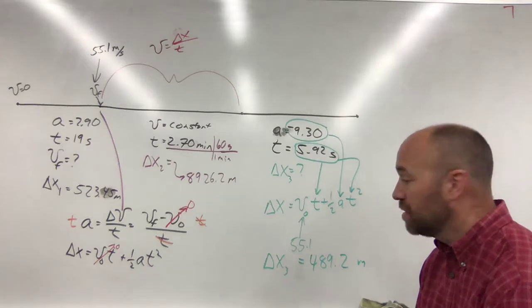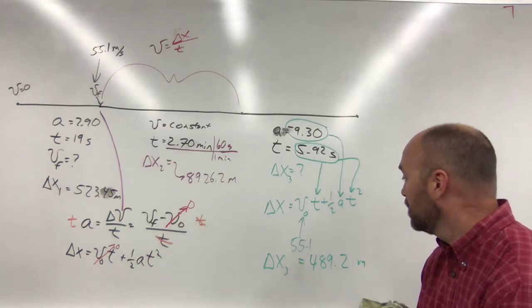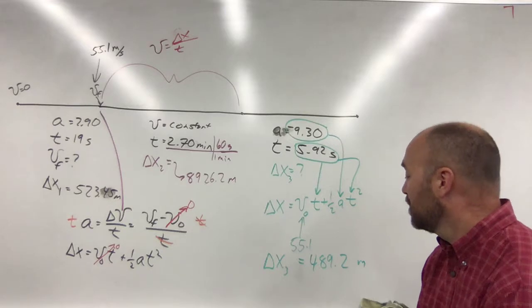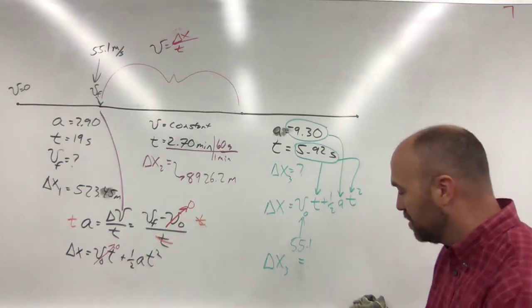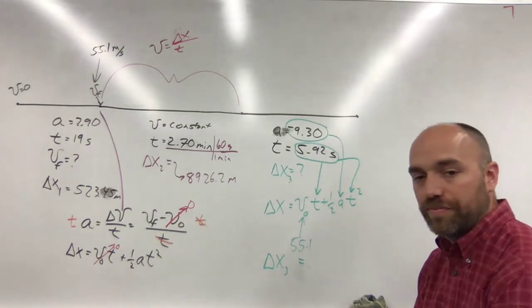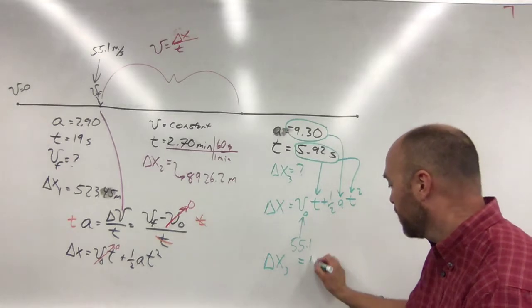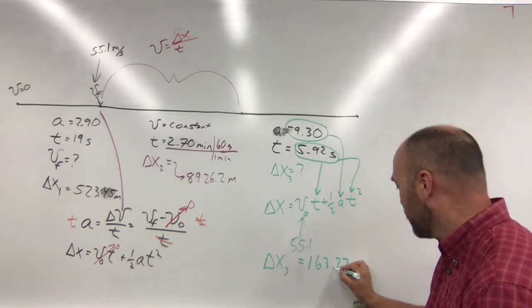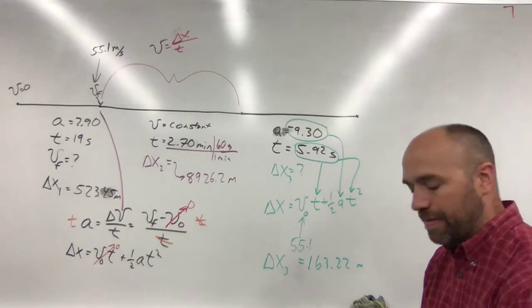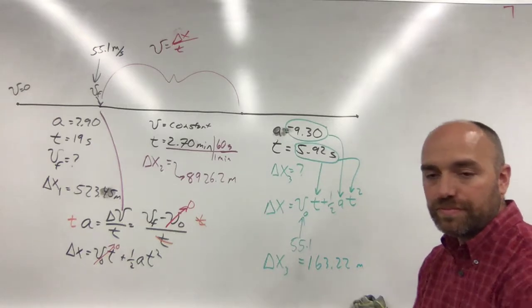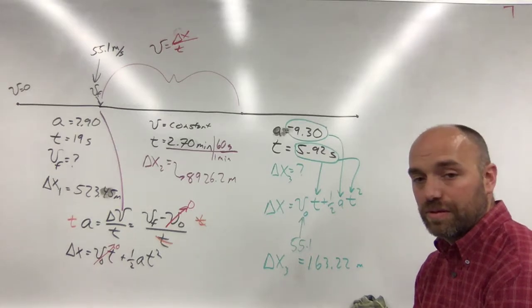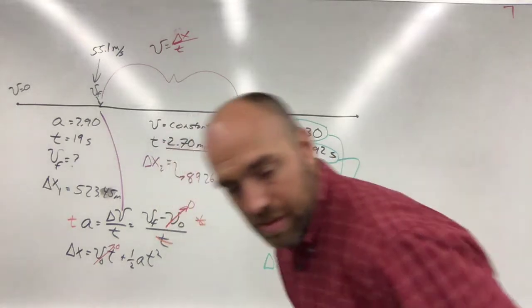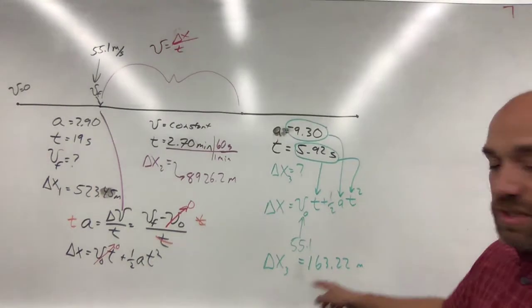Did you get the same thing, Amy? Actually, no, because the second half, the a t squared, is negative because the a is negative. Oh, I didn't put that. You're right. So that negative sign makes a big difference. What'd you get, Amy? 163. Is that what you got, Chelsea?